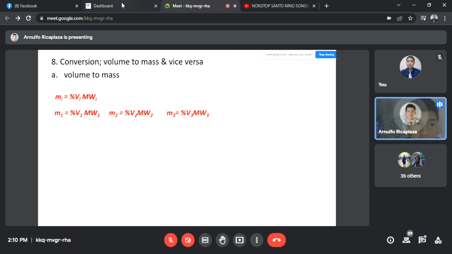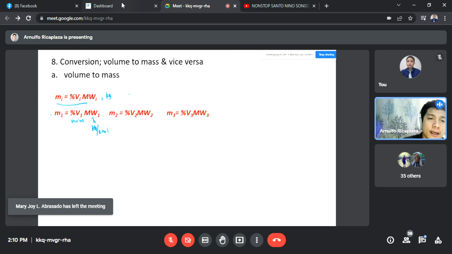Always remember, when we do the unit analysis, the percent volume is unitless, and the molecular weight is in kilogram per kilomole. Sir, it is confusing, right? The unit of mass should be in kilogram, but what we used earlier was a shortcut. To solve for the mass, you still need the total number of moles.